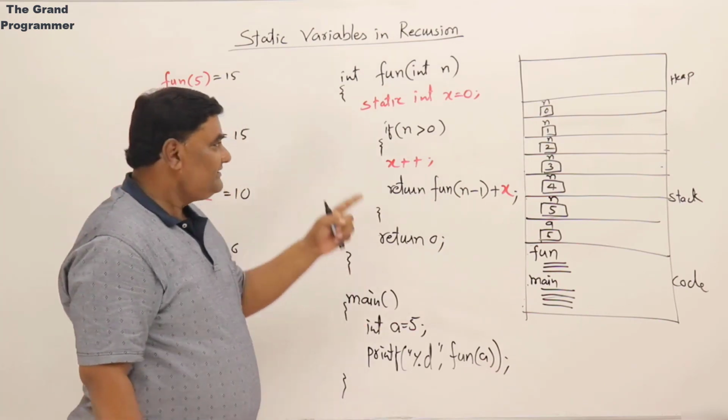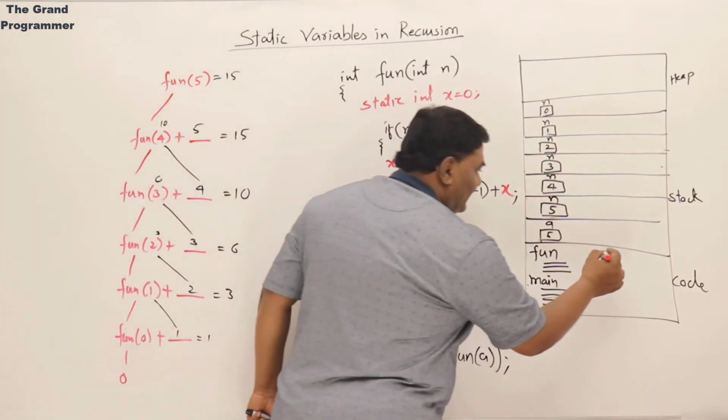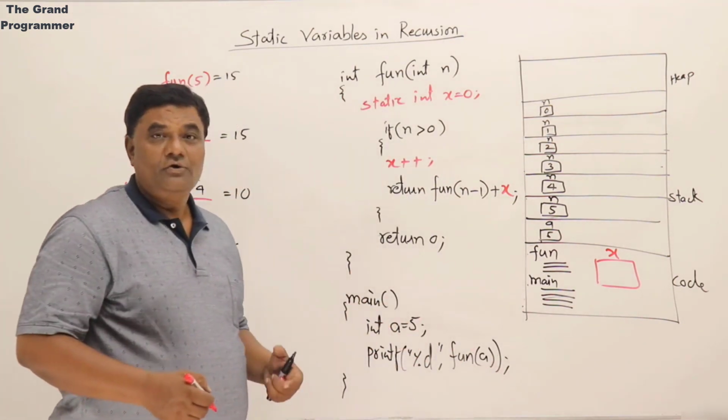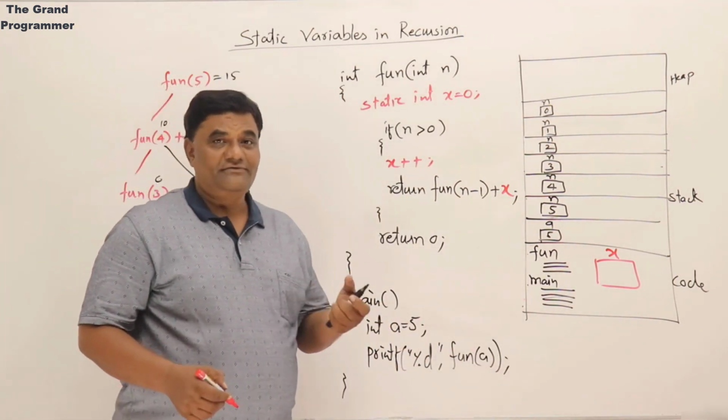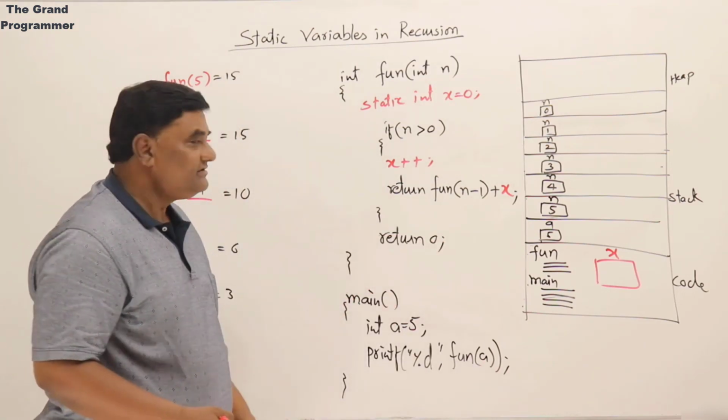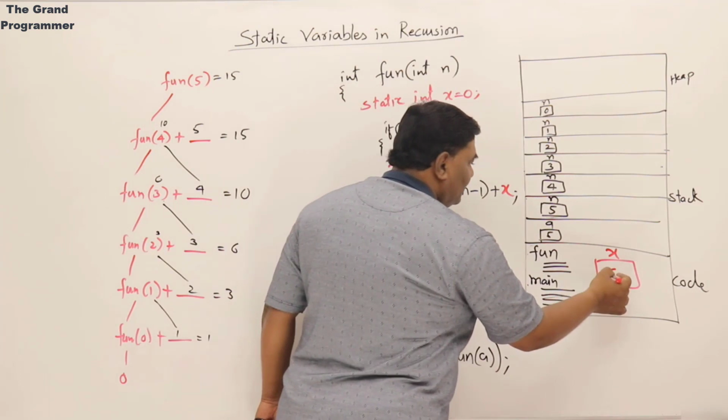So first of all, where these static variables are created, they are created inside code section, or there is a subsection of a code section called as a section for global variables and static variables, but I am showing directly inside code section, and the value of that one is 0.